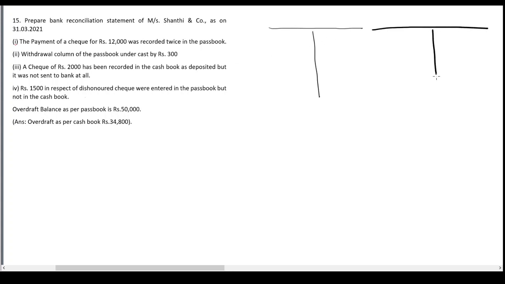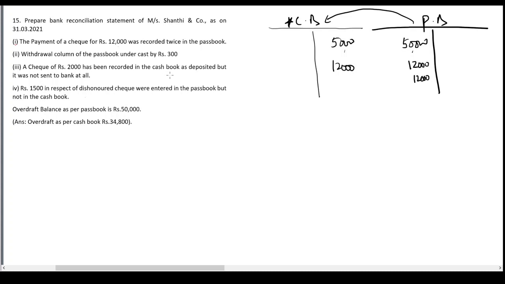This is my cash book and this is my passbook. I'm starting with an overdraft balance of 50,000 in the passbook. Now I have to arrive at the cash book, so I put a star mark to the cash book. The payment of check of Rs 12,000 was recorded twice in the passbook. A check was issued, recorded in the withdrawal side of the cash book. It was presented for payment and the banker has recorded it twice in the passbook.